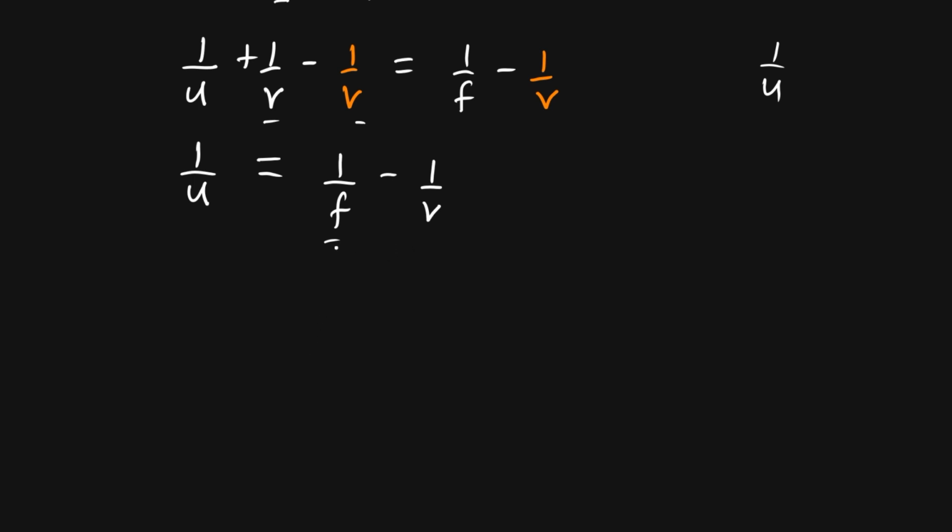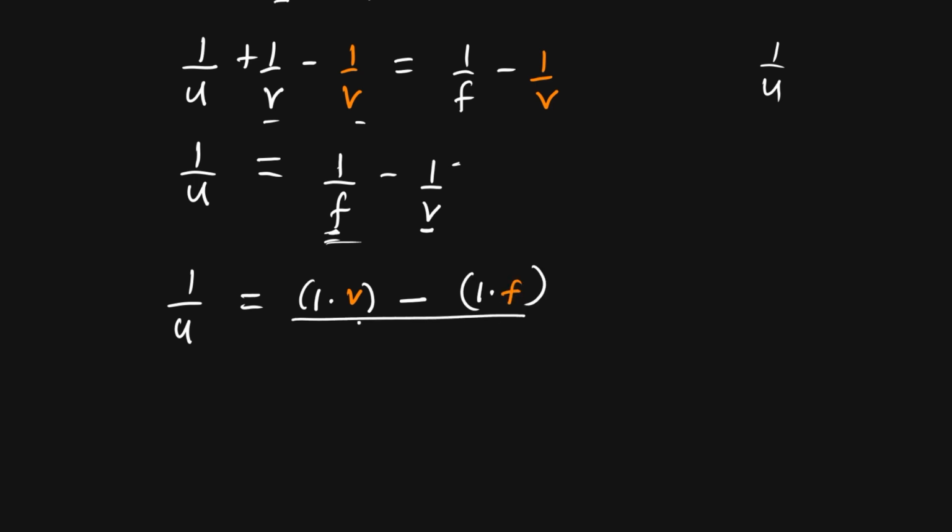To obtain the LCM of something like this will become 1 out of u equals this denominator times this numerator, which is 1 times v, minus this denominator f times the numerator of v, which is 1 times f, all over the product of the denominators. So this is the same as f times v. And this becomes 1 out of u equals 1 times v is the same as v, minus 1 times f the same as f, all over f v.